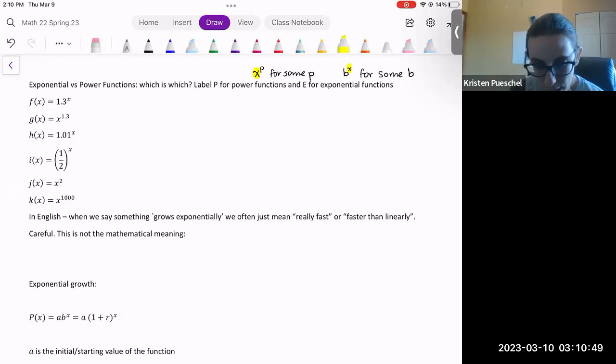So here we have a couple of examples. Take a moment, look them over. I'd like you to put a P where you see what you think is a power function, and an E where you think you see exponential functions. So pause and we'll go over this in just a second.